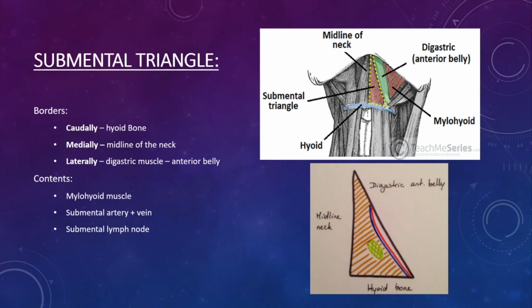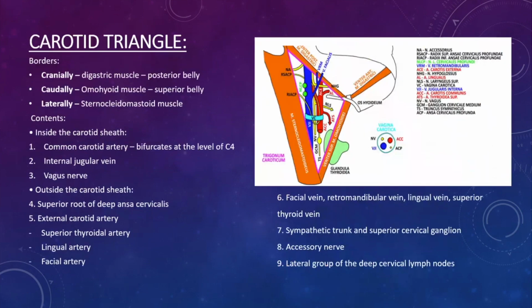All right. Next up, we have the carotid triangle, superiorly bordered by the posterior belly of the digastric muscle, inferiorly bordered by the superior belly of the omohyoid muscle, and laterally bordered by the sternocleidomastoid muscle. The contents within this triangle can be classified as the ones which are contained within the carotid sheath and the ones which are outside the carotid sheath.